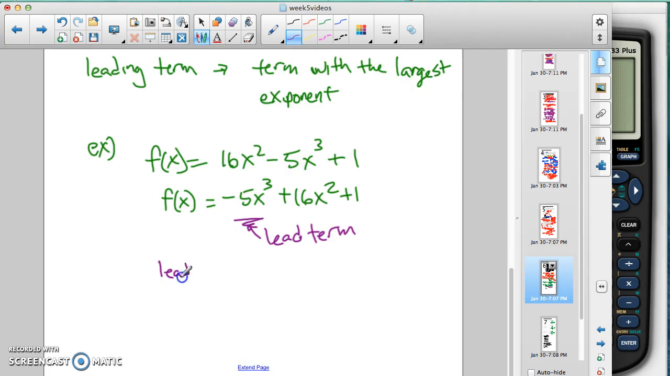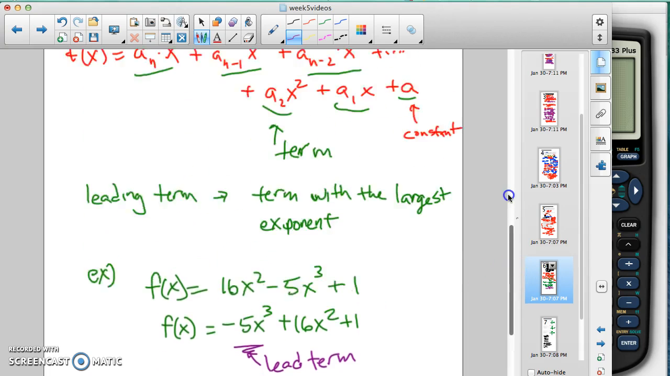Leading coefficient equals negative 5 in this case. It's the one in front of that.